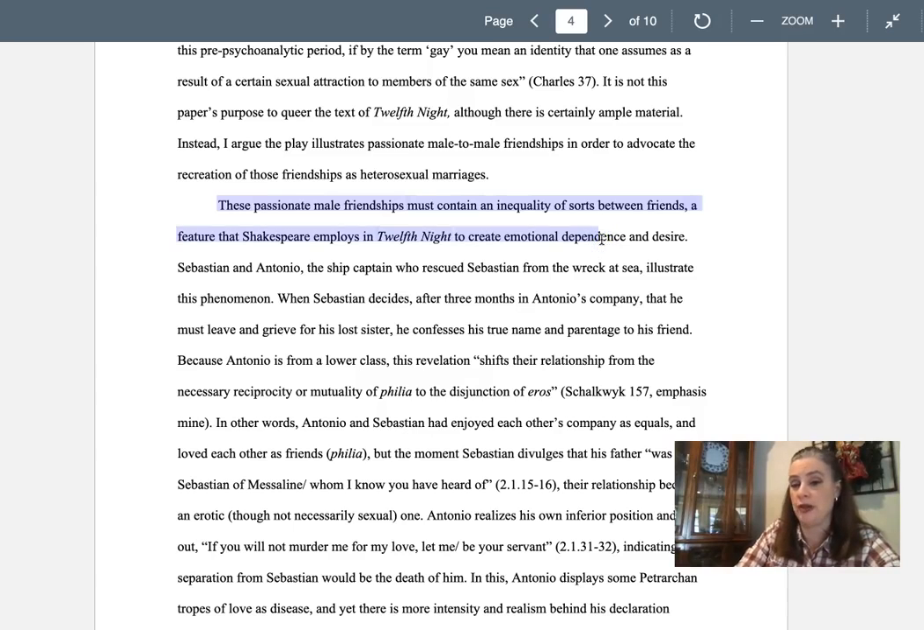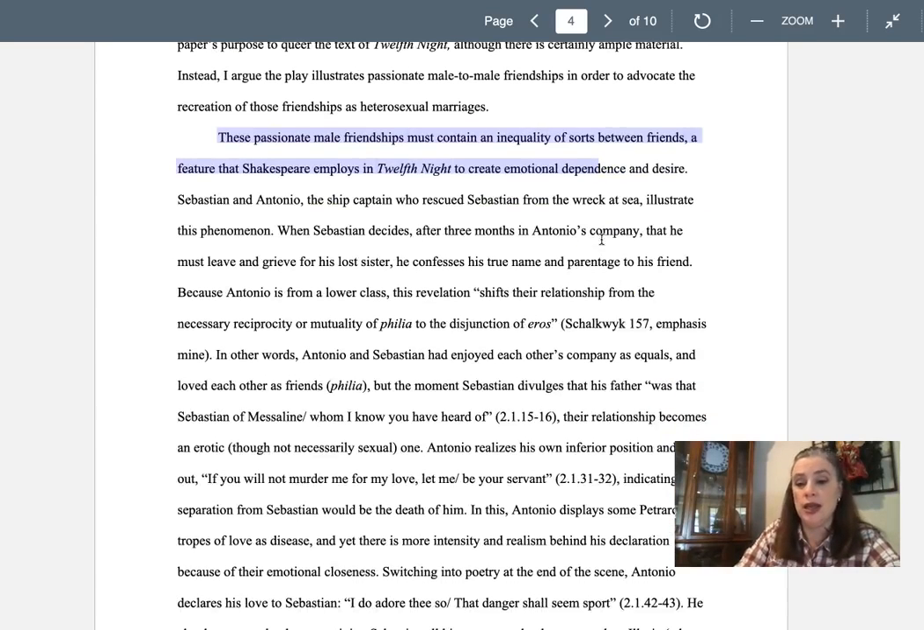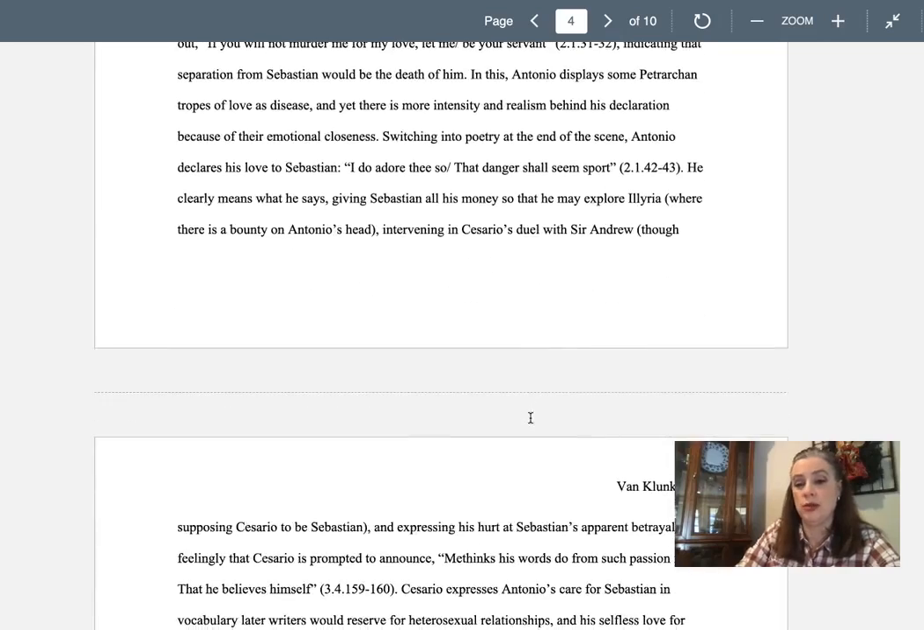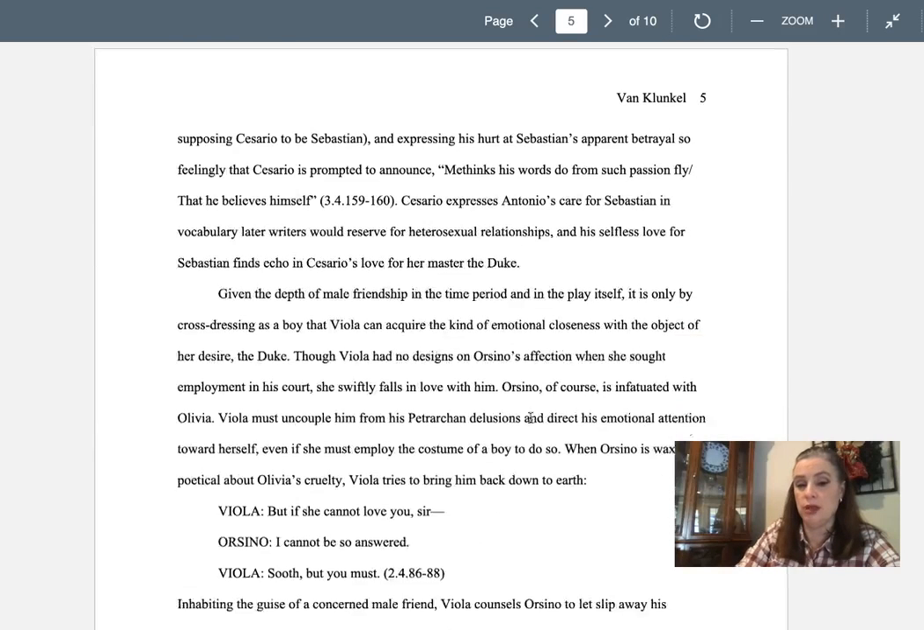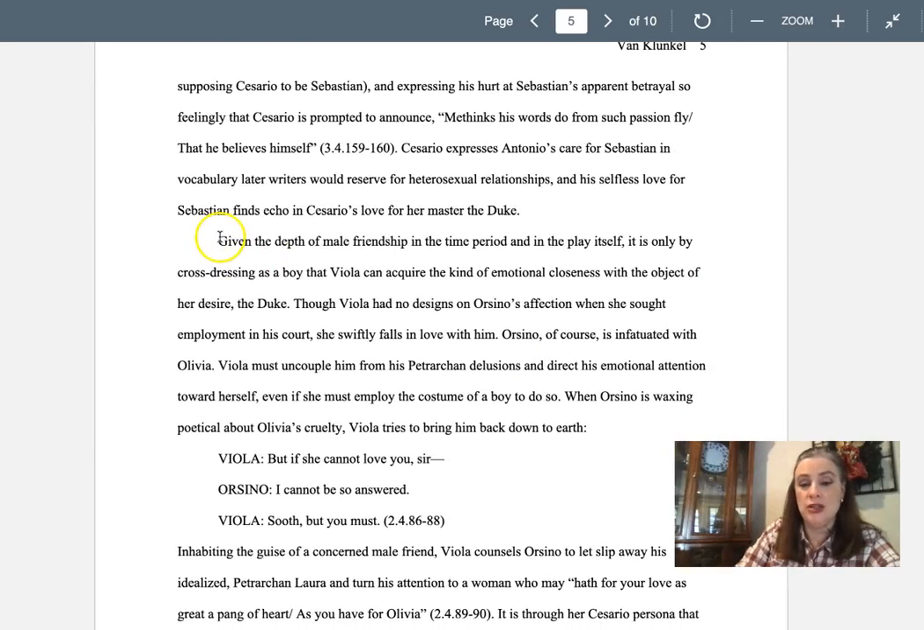So I'm still talking about this idea of male friendship. Again, you'll see that I'm using secondary sources and the primary source here when I'm discussing things to prove my point, and I'm not beginning or ending my paragraphs on quotes. Again, I'm still in the body paragraphs where I'm arguing my thesis, where I'm proving my thesis.